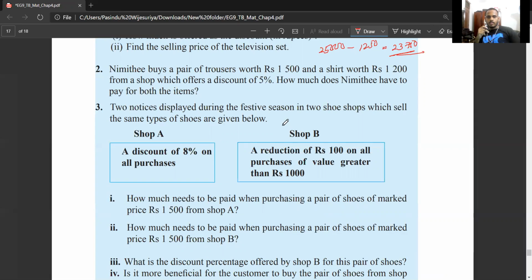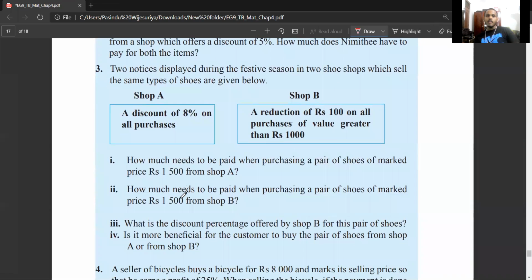So two notices displayed during the festive season for two shoe shops which sell the same types of shoes are given. Shop A, a discount of 8% on all purchases. මොන product එකක් ගත්තත් 100ට 8ක් දෙනවා. Shop B, a reduction of 100 rupees on all purchases of value greater than 1000. මේ 1000 වලට වැඩිය ගන්න හැම එකටම රුපියල් 100ක discount එකක් දෙනවා. දැන් අපි බලමු මොකක්ද හොඳ කියලා. Under different circumstances, different ones will be better.